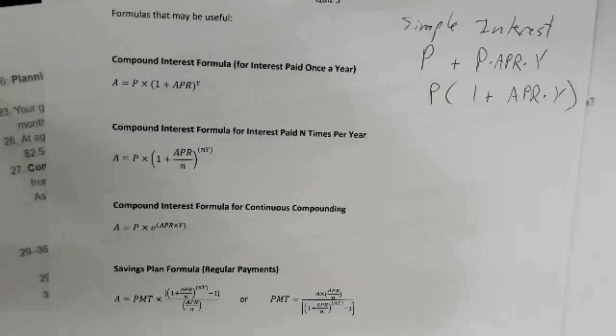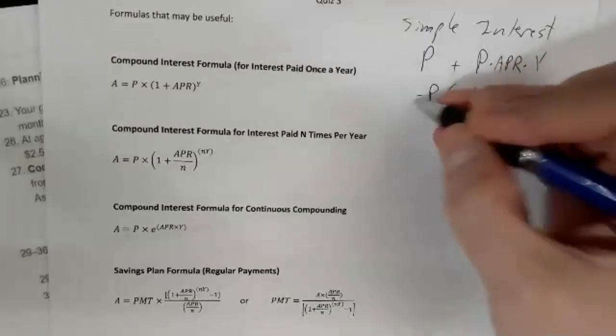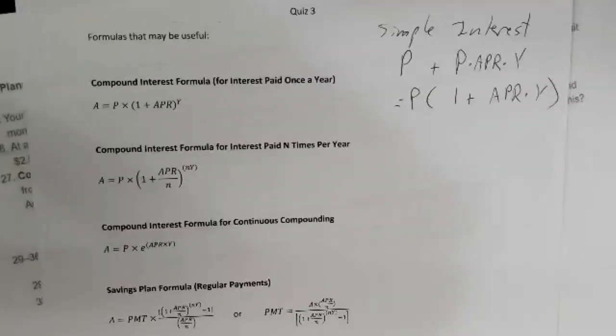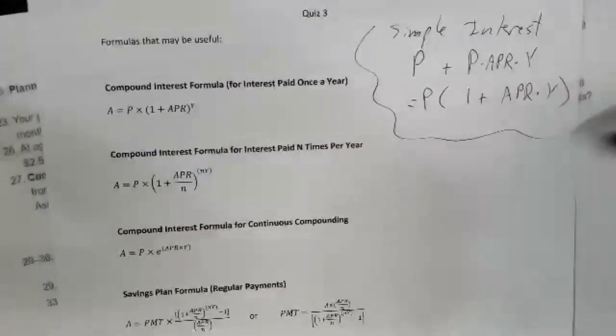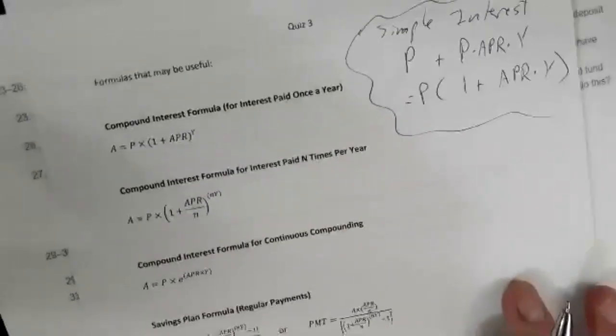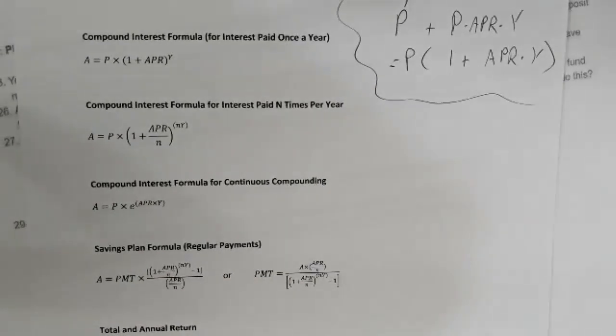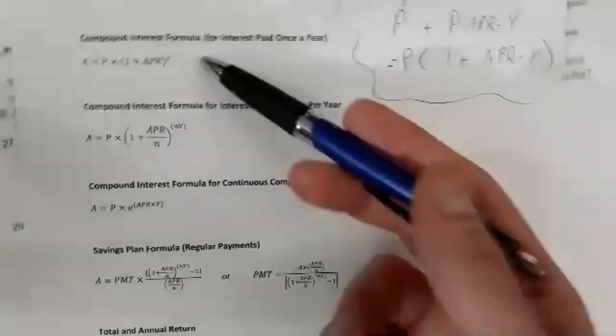So if that's something that you need to know or something that you're having difficulty with, this might be something you have to memorize. I don't know. If you have to memorize how to find simple interest, then maybe do that. But for the most part, I'm going to give you these formulas. You will get these formulas. You will get the compound interest.